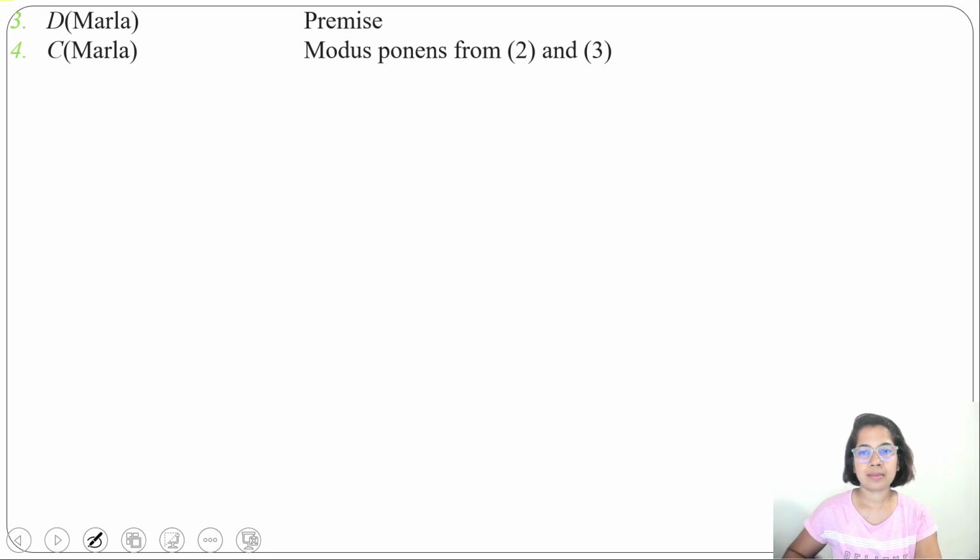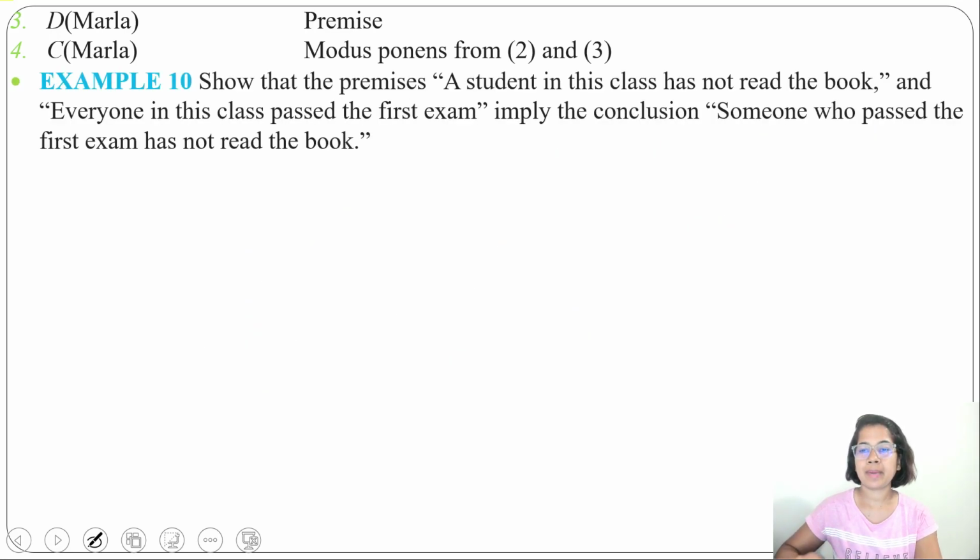Let's say another example, example 10. The premises: a student in this class has not read the book, and everyone in this class passed the first exam. The conclusion: someone who passed the first exam has not read the book.